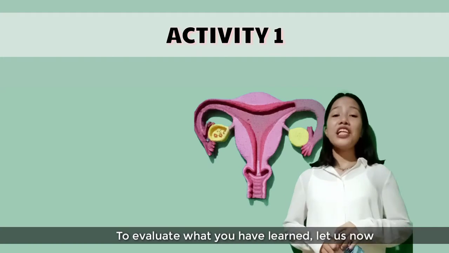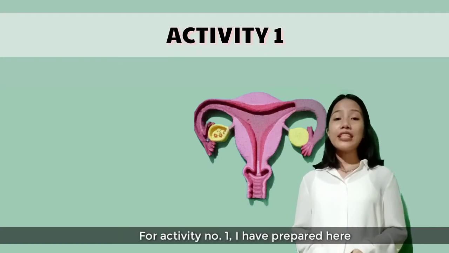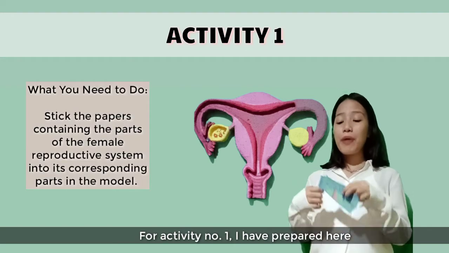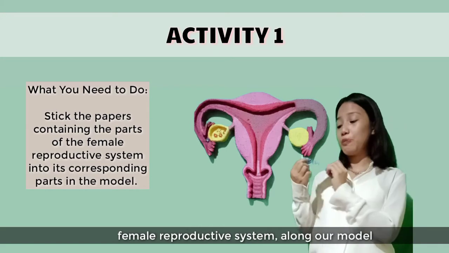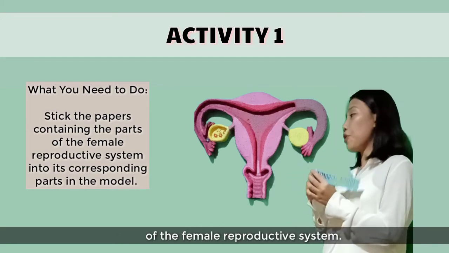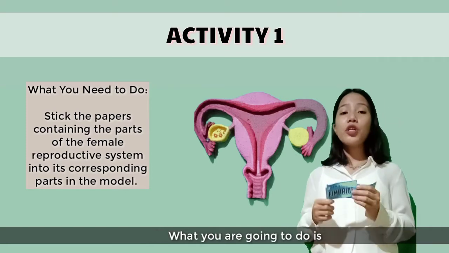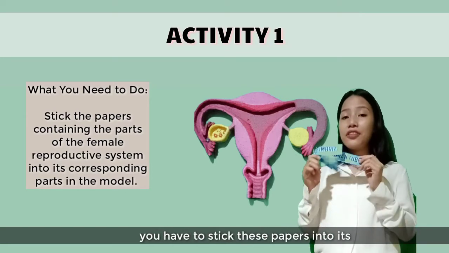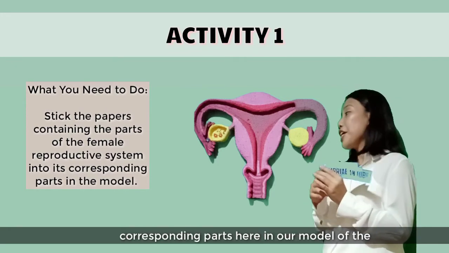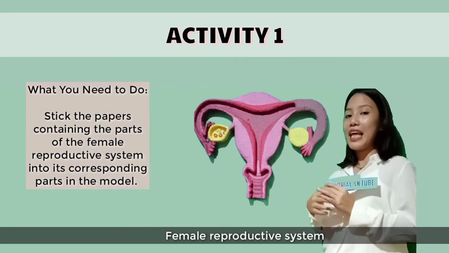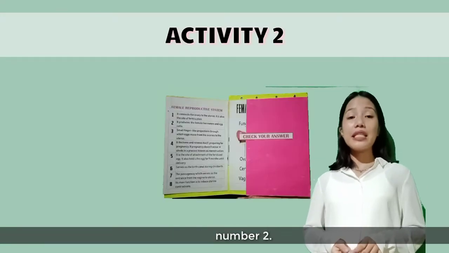And now, to evaluate what we have learned, let us have some activities. For activity number 1, I have prepared here some strips of paper containing the parts of the female reproductive system along with our model of the female reproductive system. Now, what you're going to do is stick these strips of paper onto their corresponding parts here in our model of the female reproductive system. And after that, we will proceed to activity number 2.